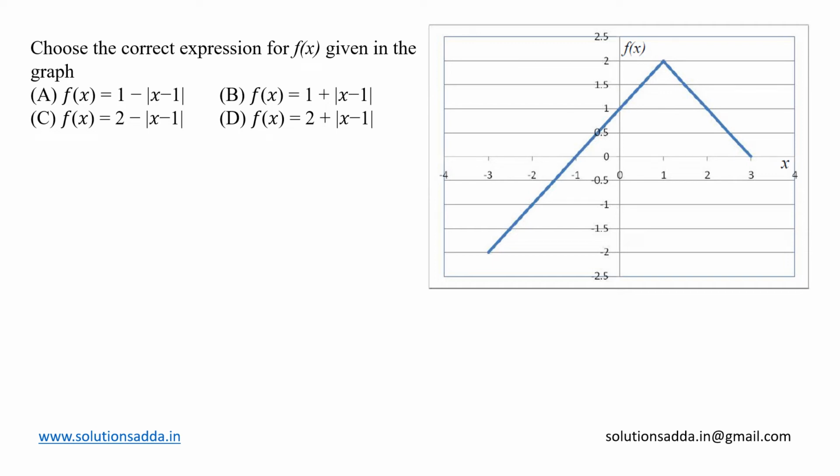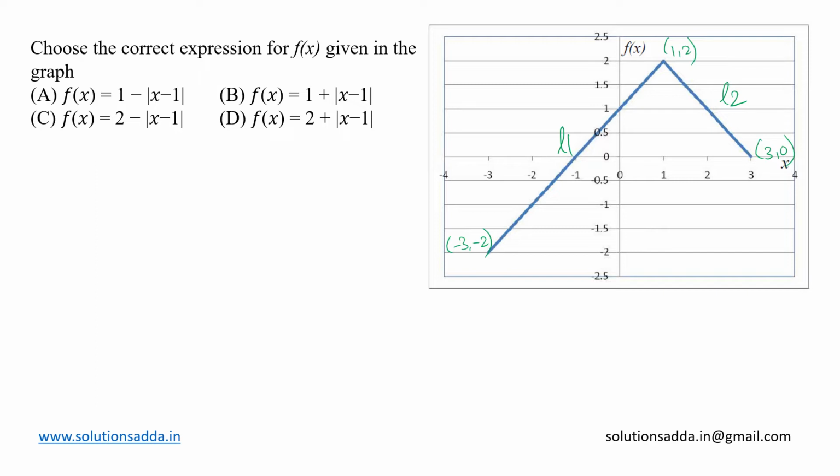This question is based upon simple geometry. We have been given a graph in which there are two intersecting lines. Let us call them L1 and L2, intersecting at point (1, 2) and passing through (3, 0) and (-3, -2). We need to determine the equation corresponding to this graph.